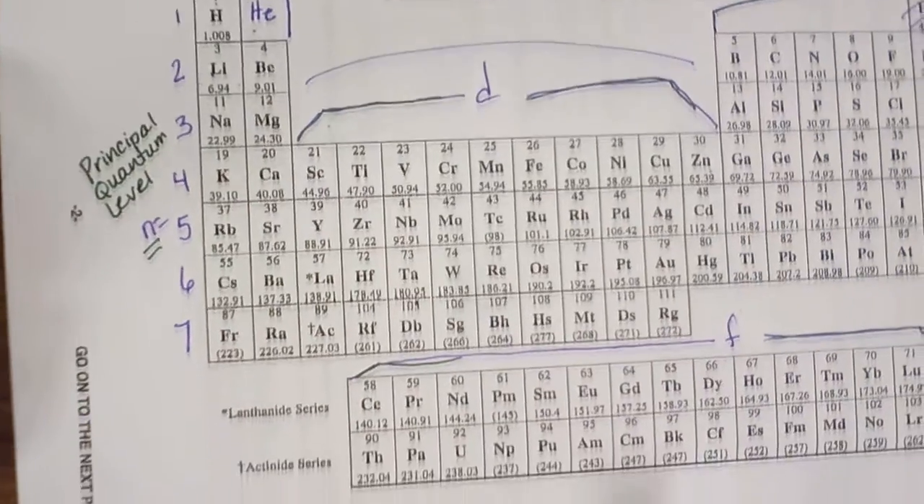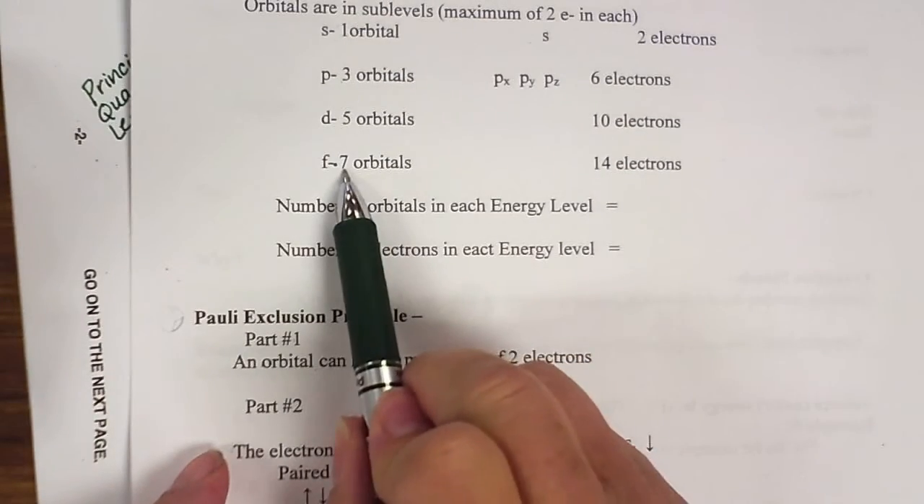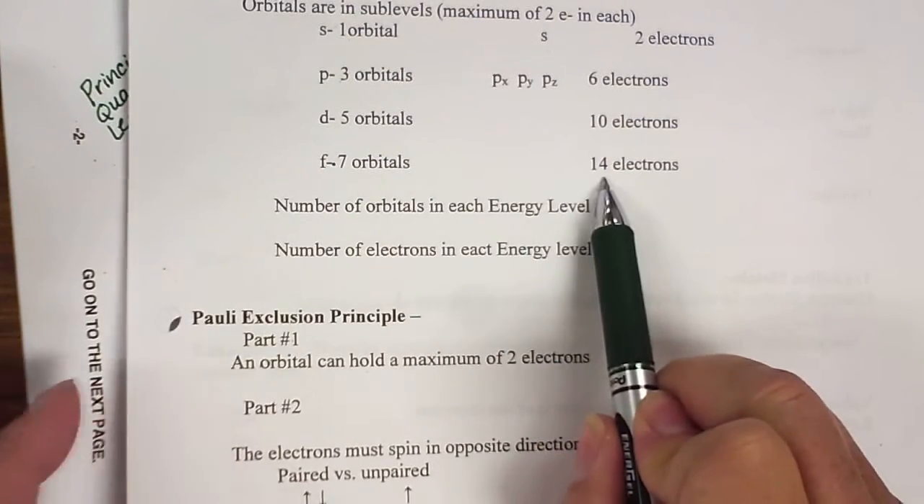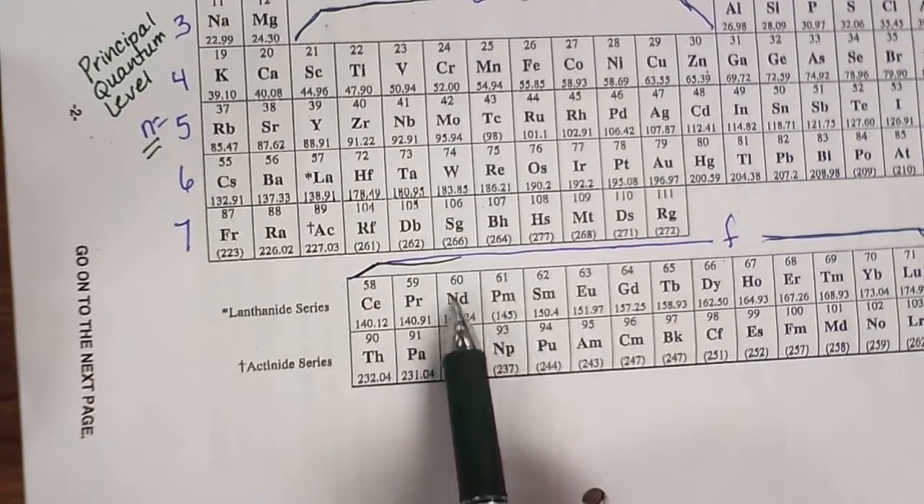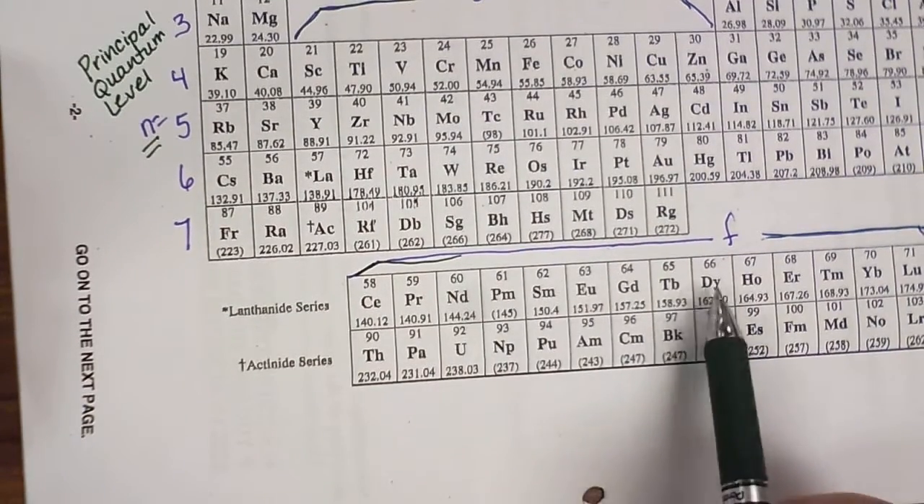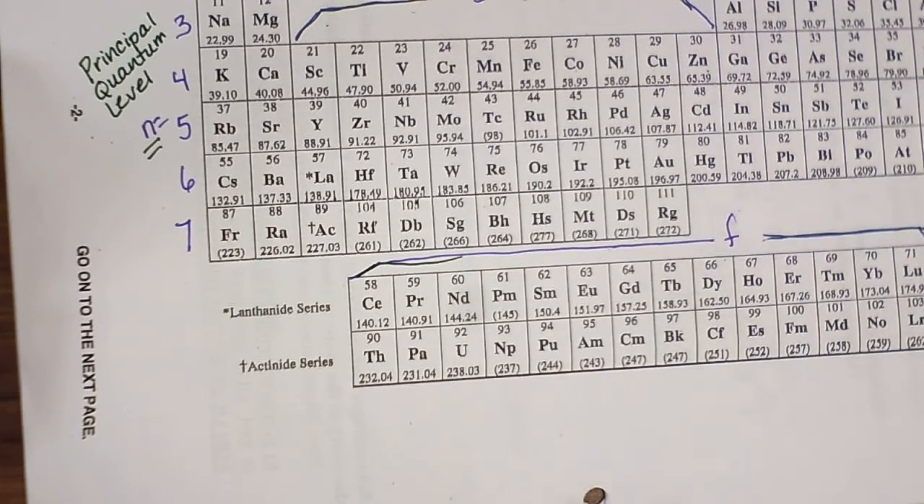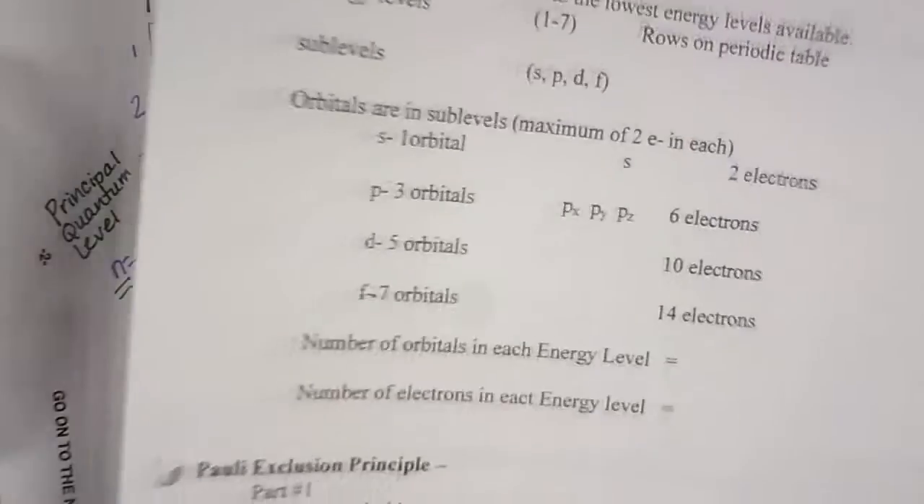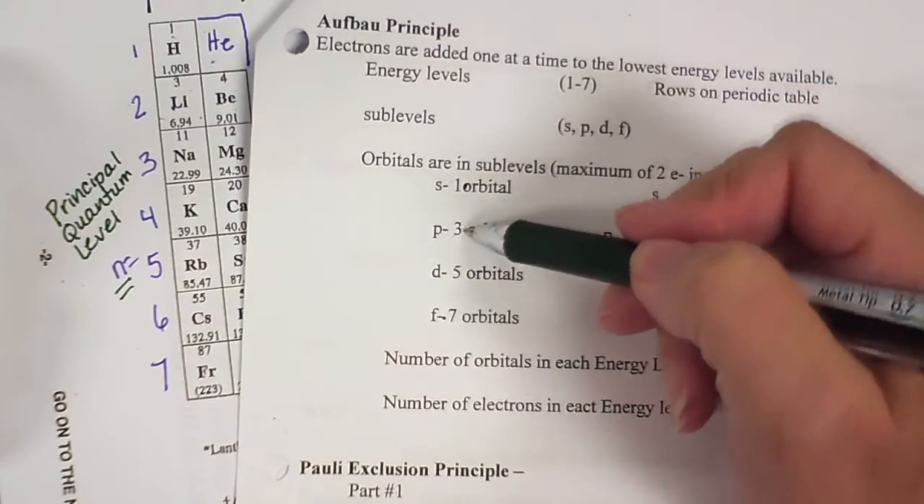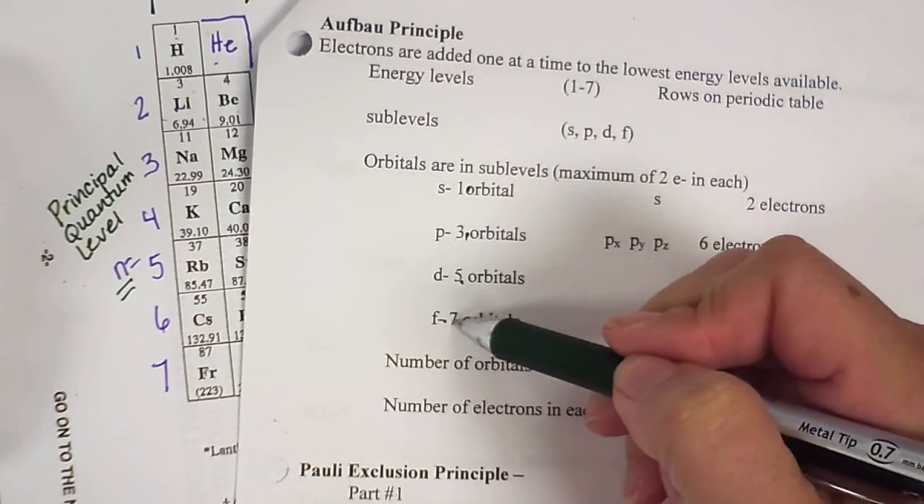And then the last one is the f. 7 orbitals, 14 electrons. 1, 2, 3, 4, 5, 6, 7, 8, 9, 10, 11, 12, 13, 14. Okay, so that's how they go on. So one of the things that we want to notice is 1, 3, 5, 7.